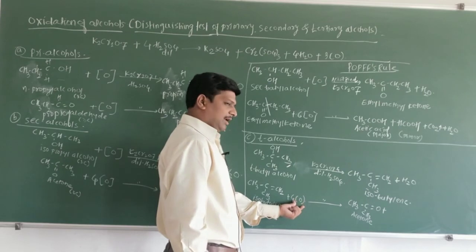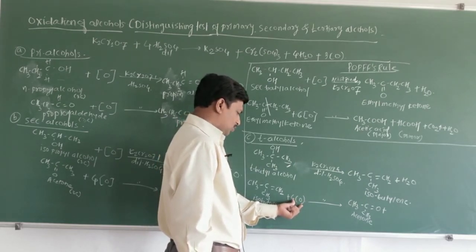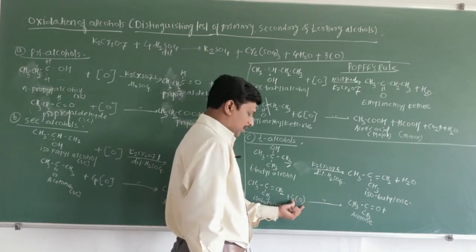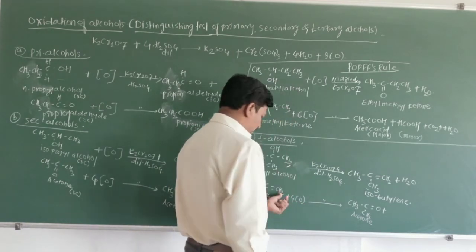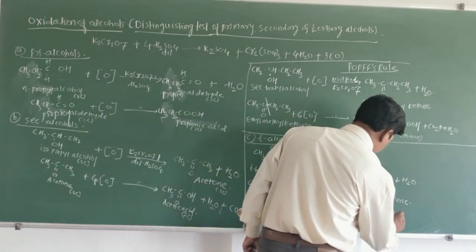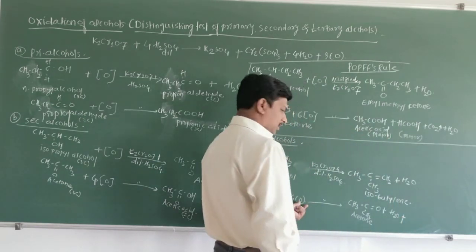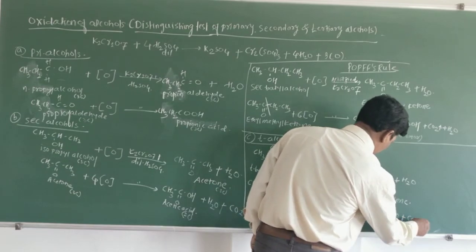Now here three hydrogen atoms are remaining. From that, with three oxygen atoms here, one oxygen atom and two hydrogen atoms form H2O, and this one carbon atom and the remaining two oxygen atoms form the CO2, carbon dioxide.